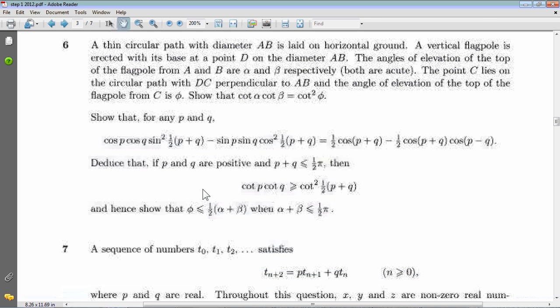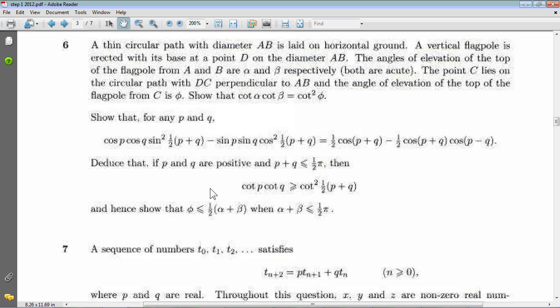The next part is this very long equation. It says show that for any P and Q, and I'll read it one more time, although... actually, I won't read it another time because I'm going to write it in a minute. This very long equation, we've got to show that it's true for any P and Q.